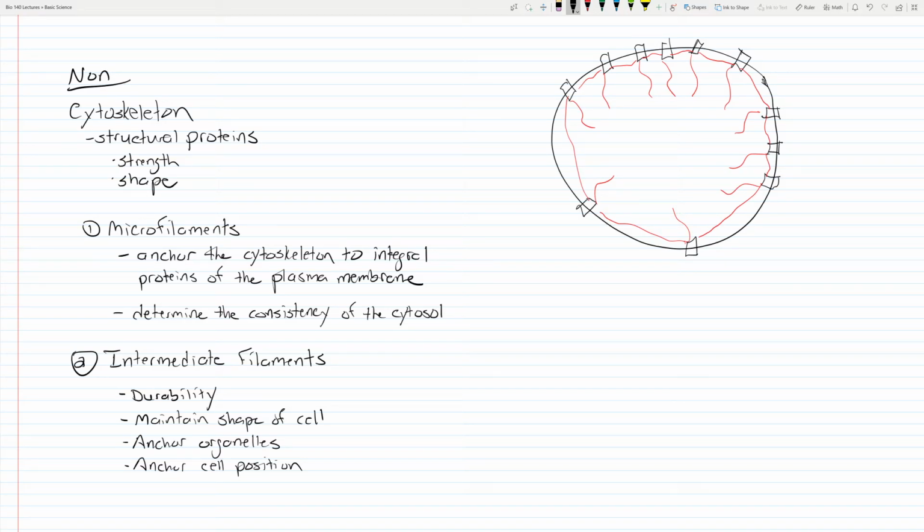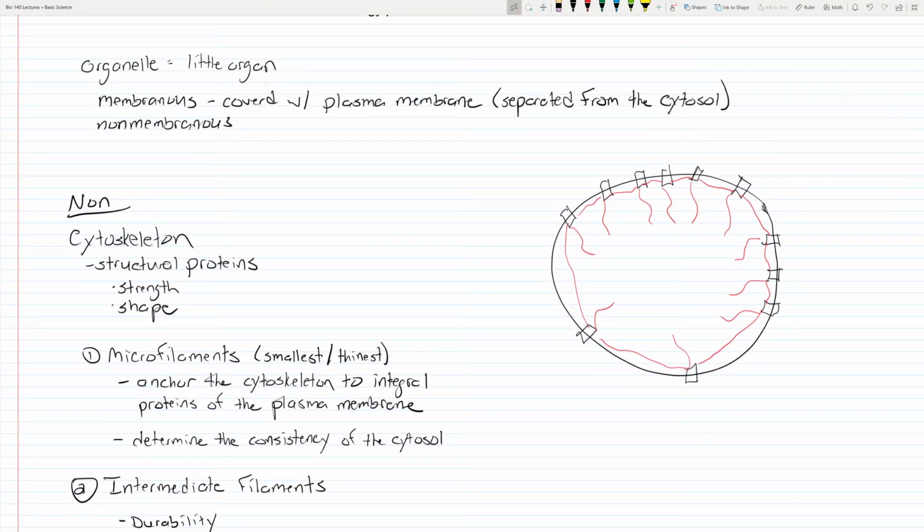Okay, so the microfilaments are the smallest, or the thinnest. Intermediate filaments are bigger than microfilaments. So what we're going to do is we're going to do our intermediate filament in green. Intermediate filaments come in here and they attach to these microfilaments all through the cell, and they're just giving the cell its shape.